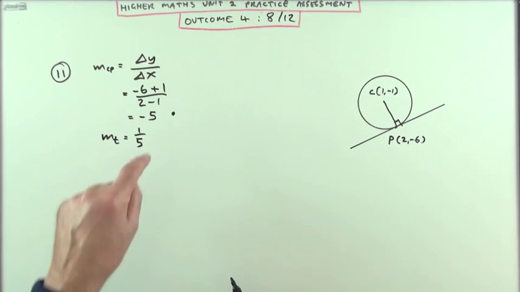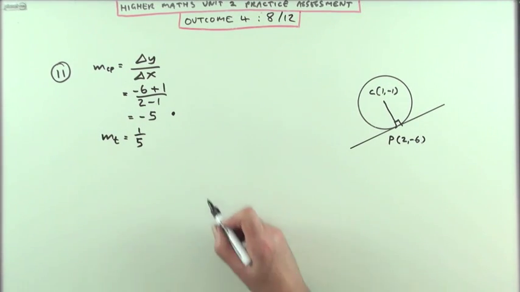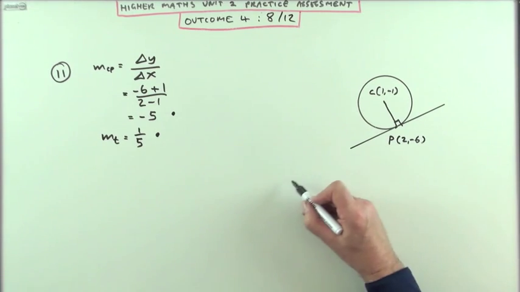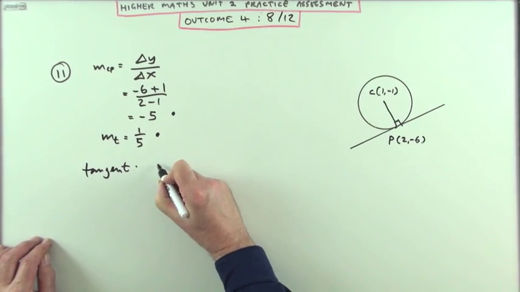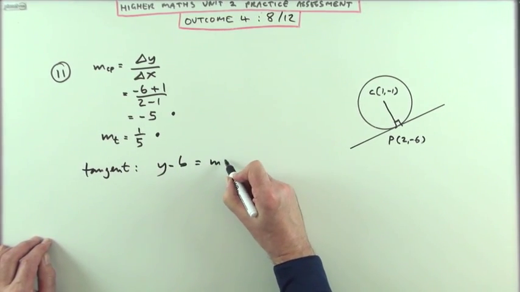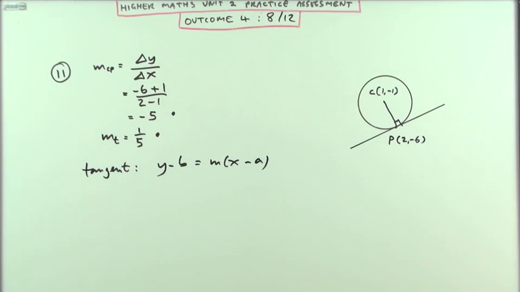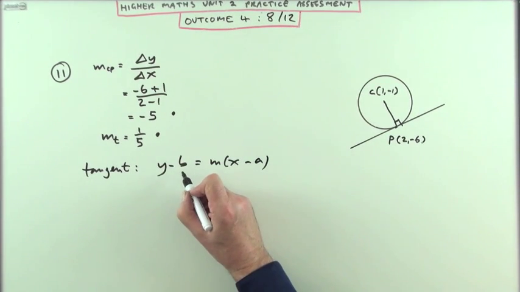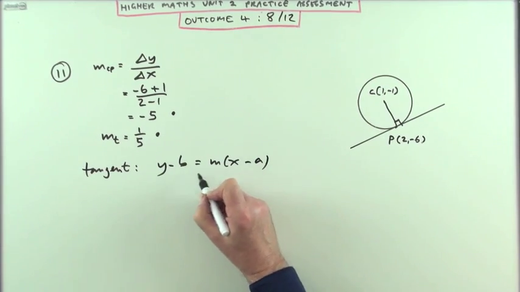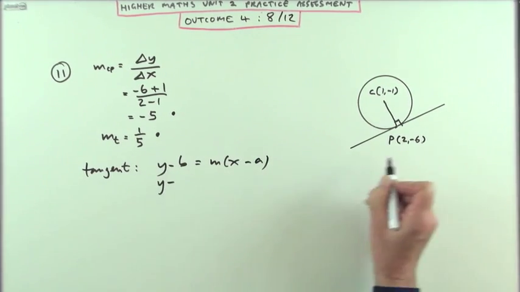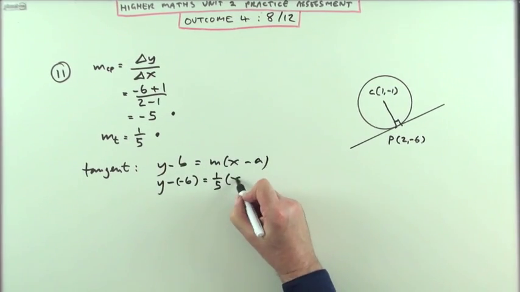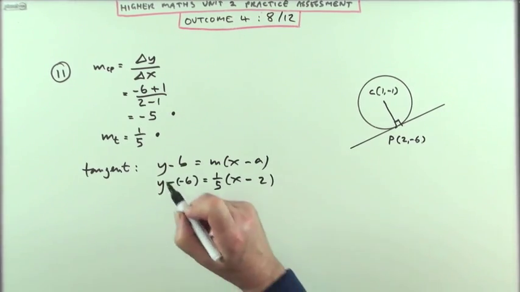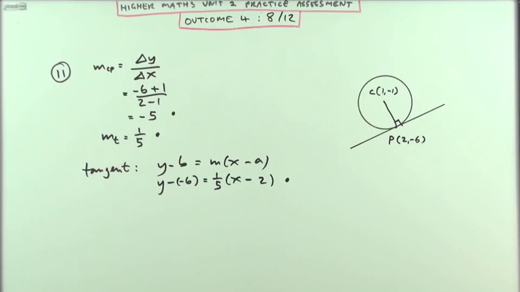1 mark for the gradient of the radius, 1 mark for the gradient of the tangent, and then finally, what's the equation of that tangent? y minus b equals m(x minus a). And the mark comes from simply substituting in the correct numbers in the correct place. y minus the y coordinate, y minus the negative 6. Gradient of the tangent is 1/5. x minus the x coordinate, which is a 2, and strictly speaking, that's the third mark, for 3 out of 3. Not even having to tidy up this y plus 6.